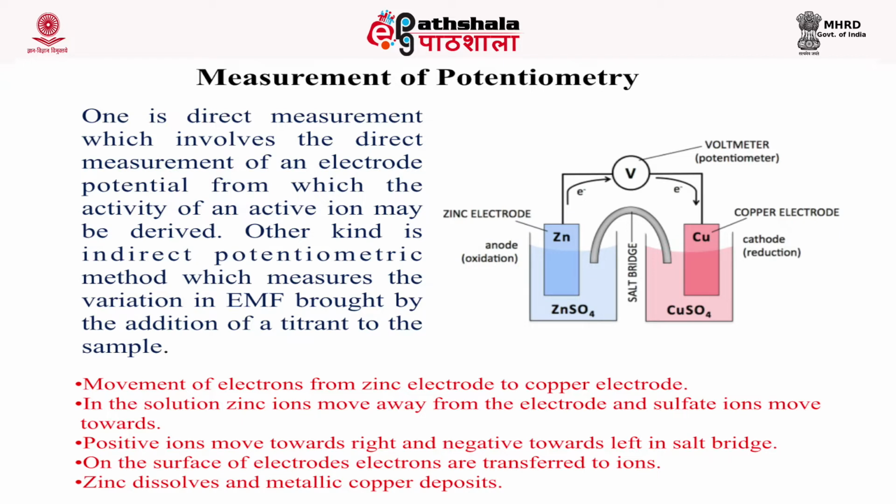During the charge transfer process, electrons move from the zinc electrode to the copper electrode. In the solution, zinc ions move away from the electrode and sulfate ions move towards it. Positive ions move towards the right and negative ions towards the left in the salt bridge. On the passage of electrons, electrons are transferred to ions. Zinc dissolves and metallic copper deposits.